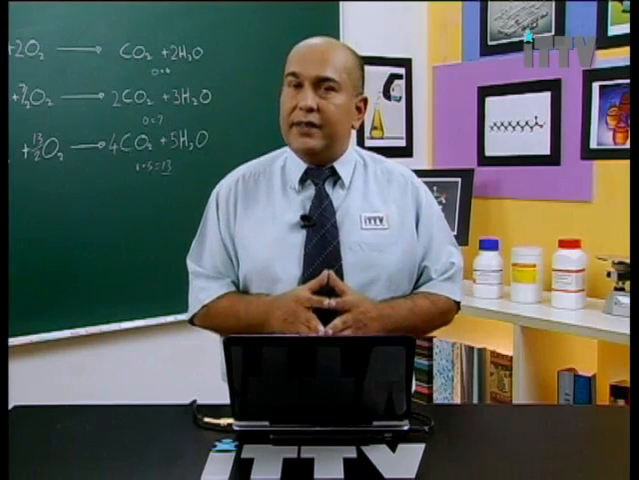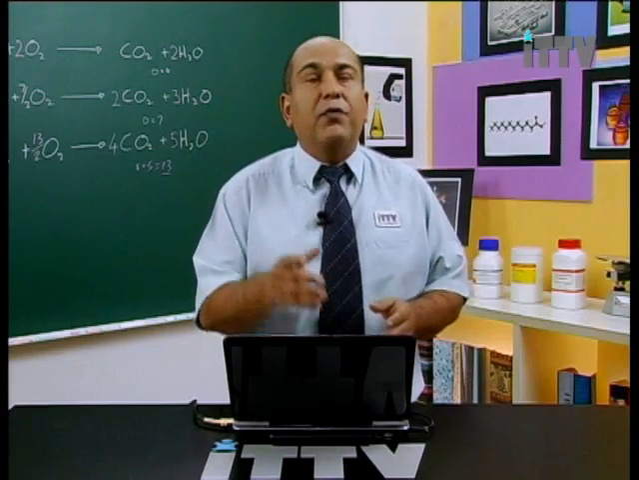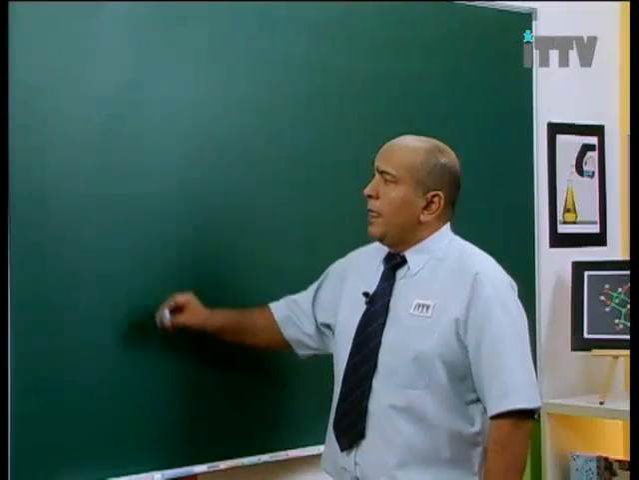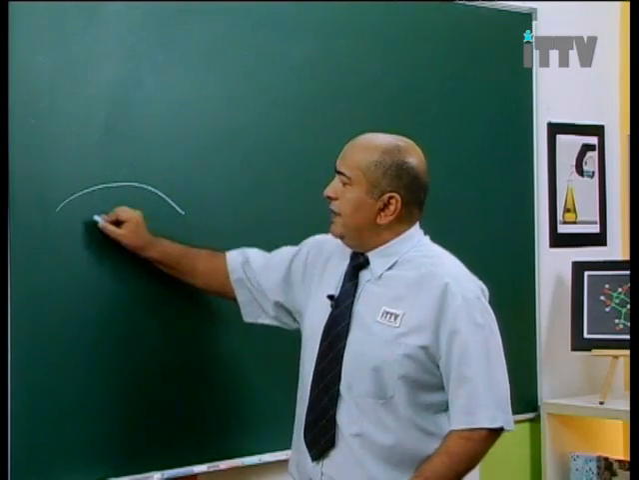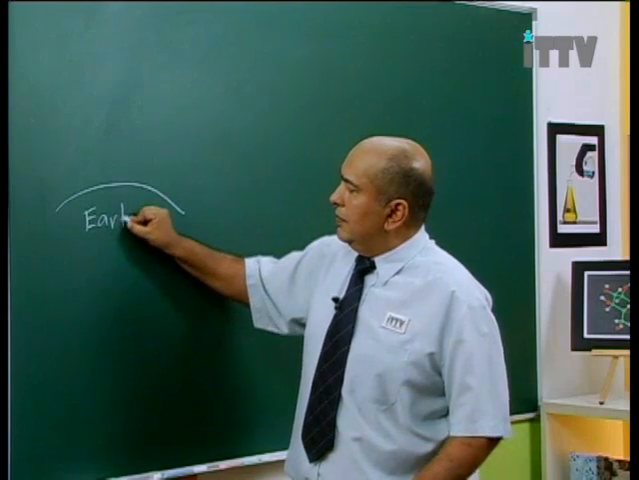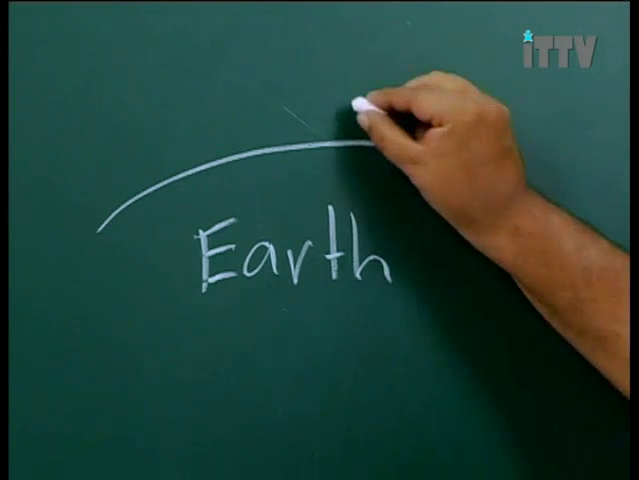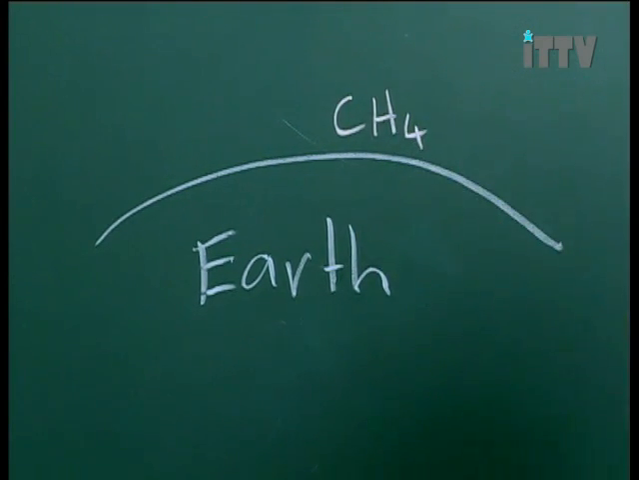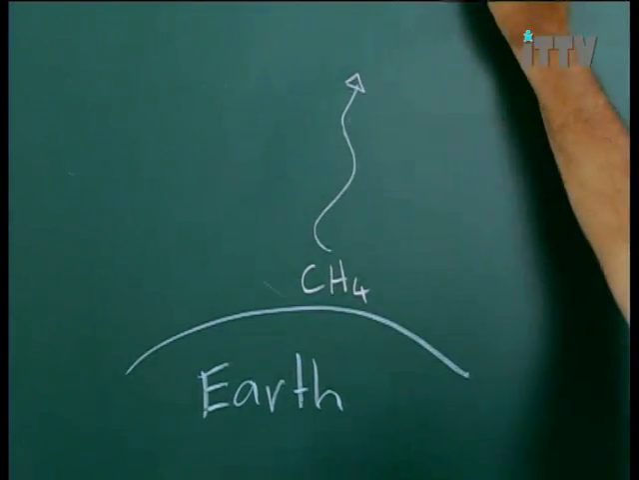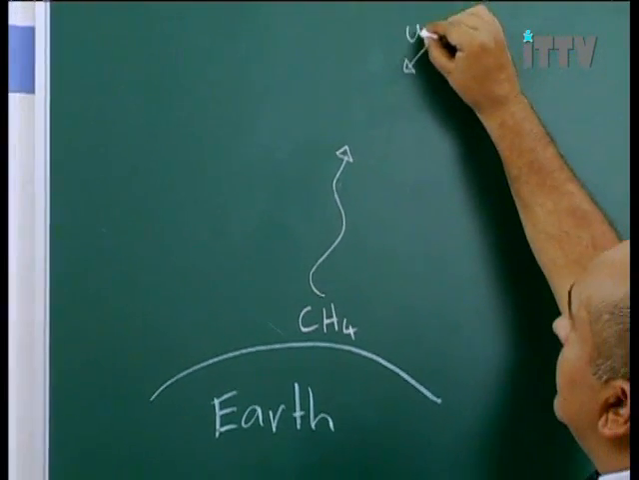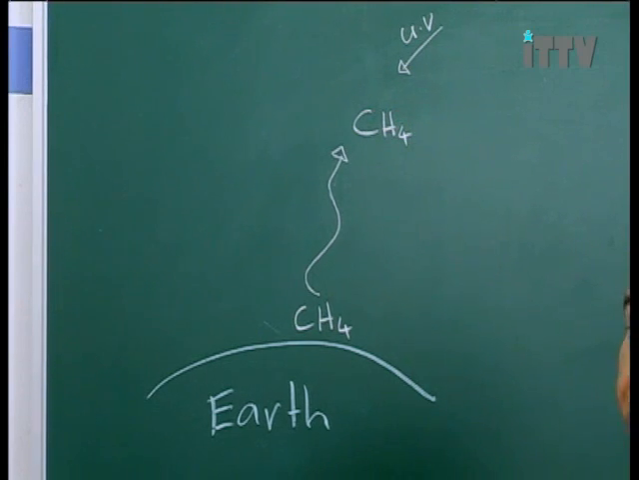Let's have a look at the substitution reaction in its entirety and work out how to write out their equations. Before we do that, we'll just clean the board. So, let's say that we draw a diagram. This is the Earth. Let's say that the gas methane, CH4, has been released. As this gas travels up in the air, at some point, ultraviolet radiation from the sun, UV light, will come into contact with our CH4.